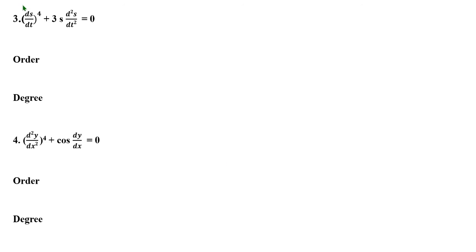The next question is ds by dt the whole raised to 4 plus 3s into d square s by dt square is equal to 0. Here the highest derivative of this equation is d square s by dt square. So the order is 2. The degree to which this highest order derivative is raised is 1. So the degree is 1.